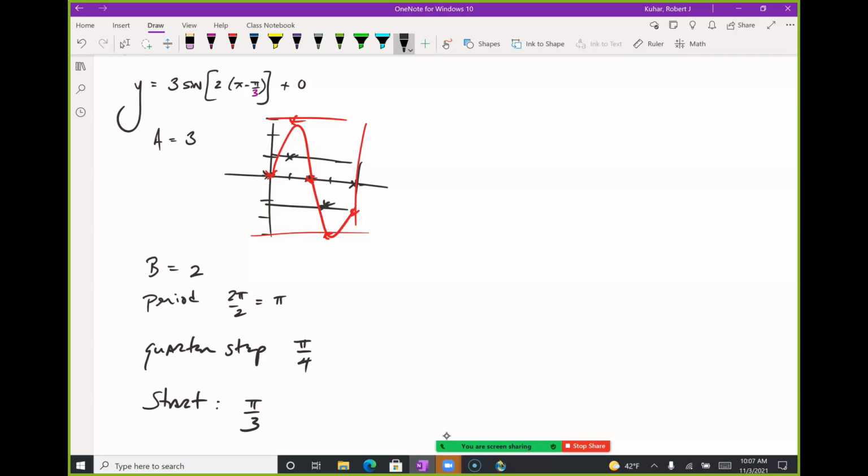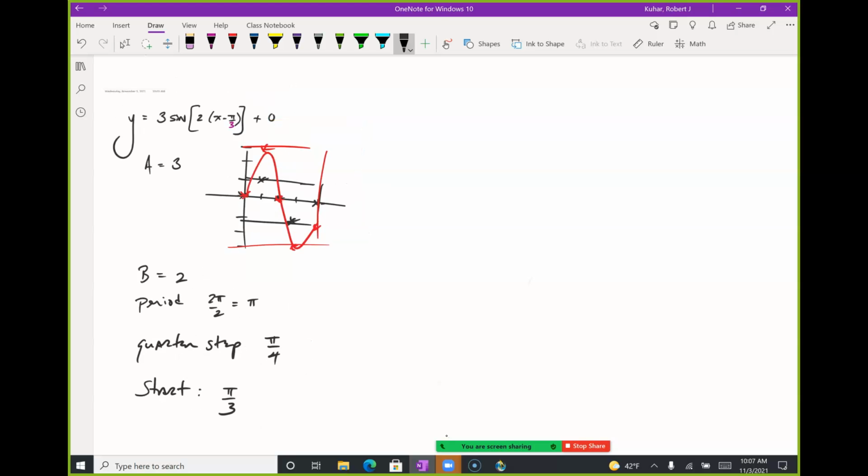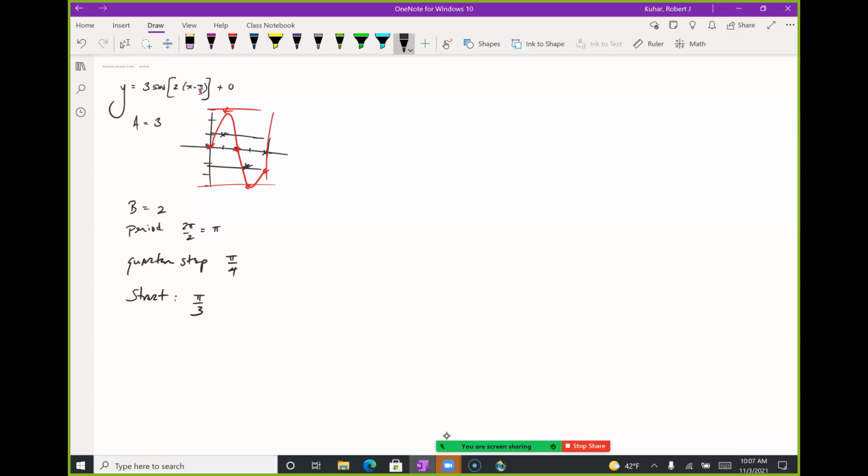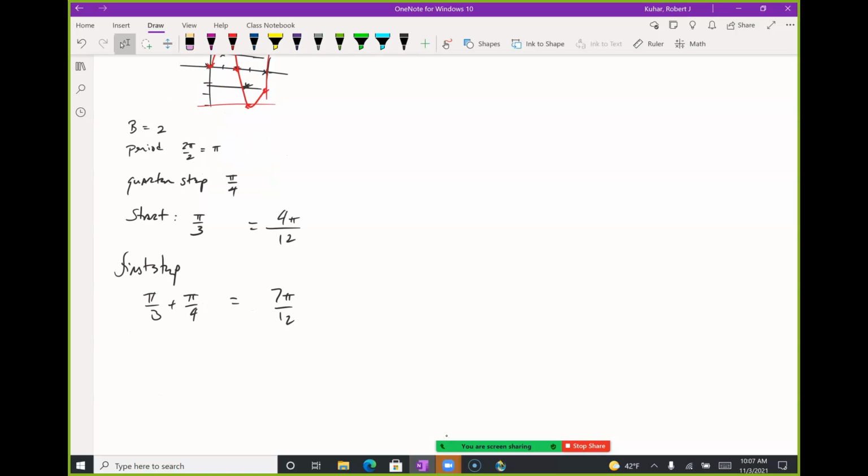Everybody's okay? I'm trying to get this thing to all be super simple steps as we go, right? And so now I want to take my first step. So my first step is going to be pi over 3 plus the pi over 4. I do my start plus the quarter step. And it looks like I get 7 pi over 12. Which means I want to convert my start to pi over 12. So what do I get? 4 pi over 12. And you can see that I'm adding 3 pi over 12.